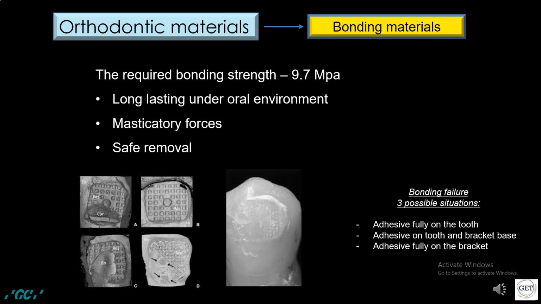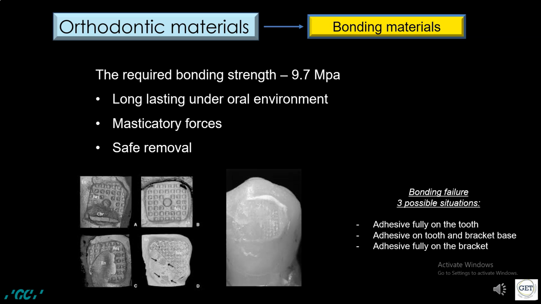By the literature, the optimal bonding strength is 9.7 megapascal. This bonding strength will provide a long-lasting bond under the oral environment, such as the masticatory forces, and also allow a safe removal without any damage to the enamel surface.